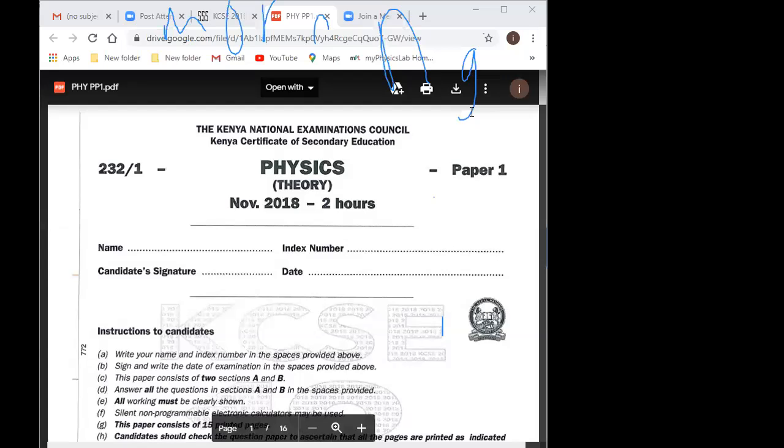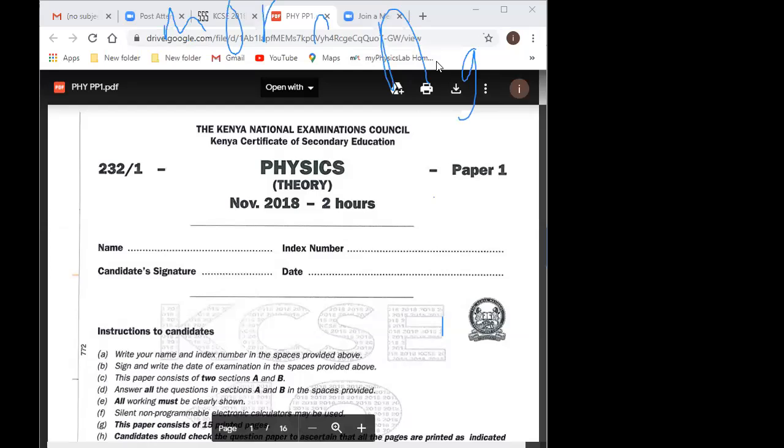Sorry, we've been having the challenge of the network, but now it is working. So good morning. We are going to start, and we shall go through KCSE 2018, paper 1. So we are going to start with the first question.